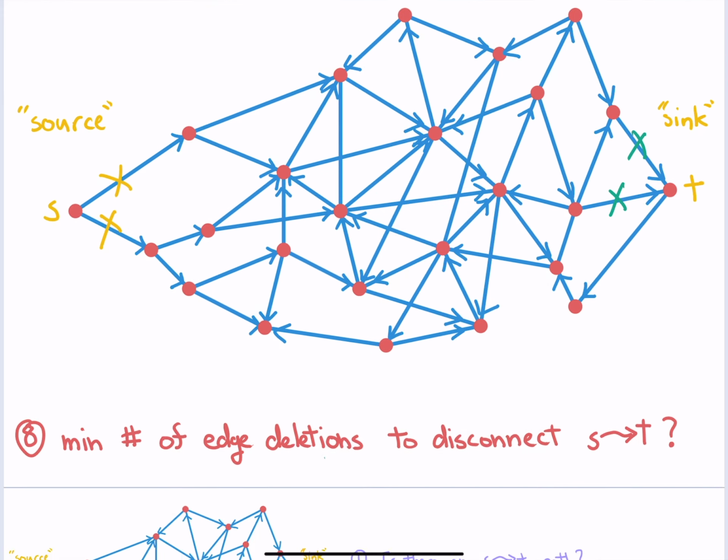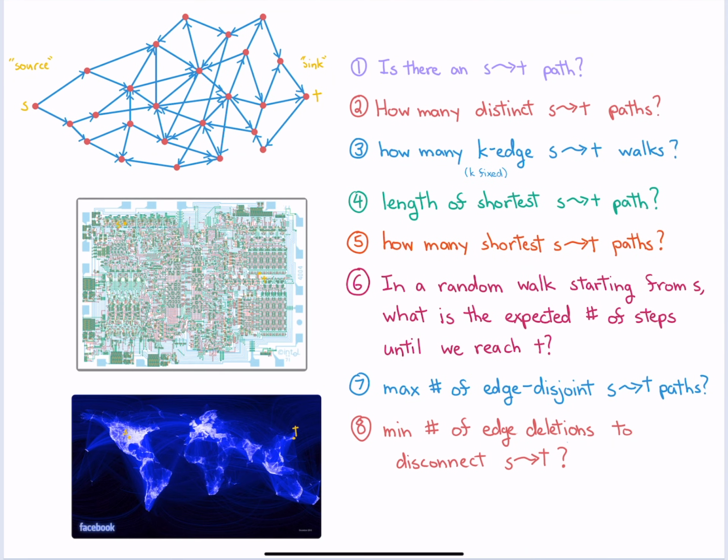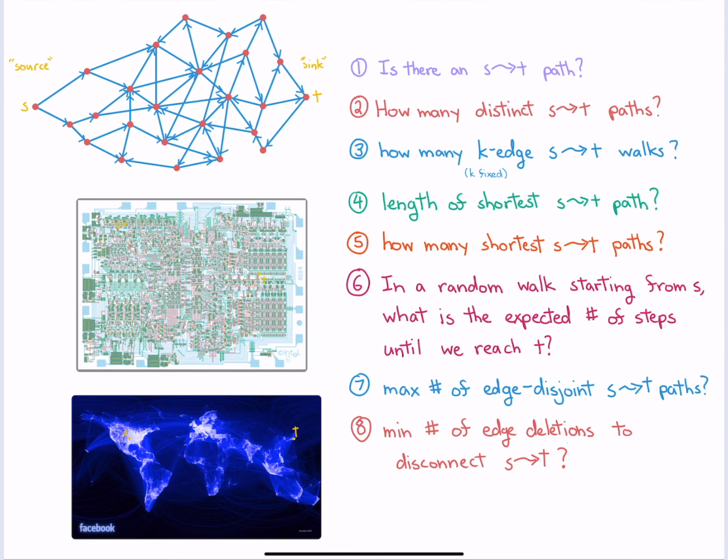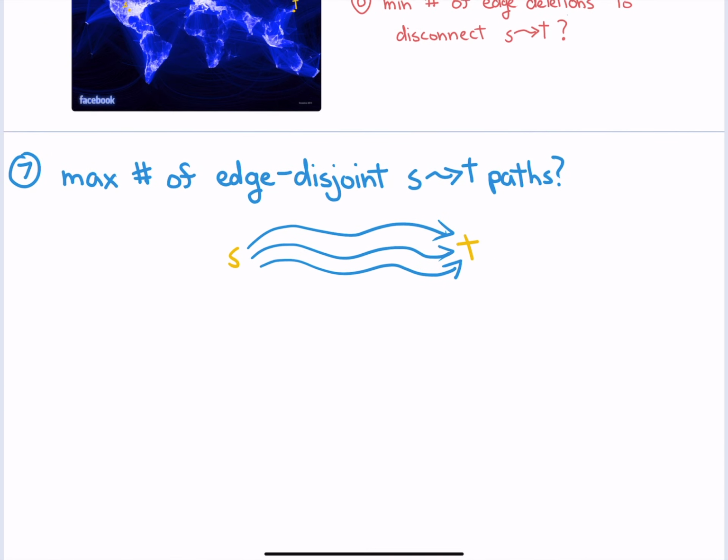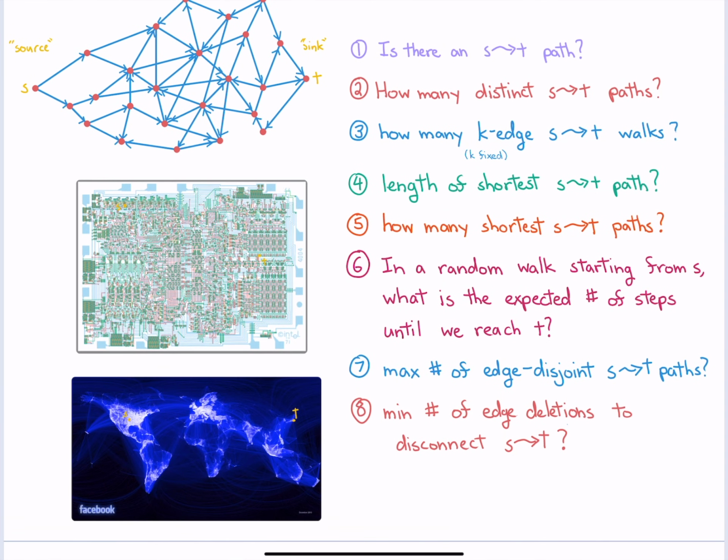Okay. So anyway, those are a bunch of different kinds of questions, and I could think of more. I just made some list one day, and this is what came to mind. But they're all examples of network analysis of some kind. We're going to be interested in the last two questions today, the maximum number of edge disjoint paths and the minimum number of edges you need to delete to disconnect the two.